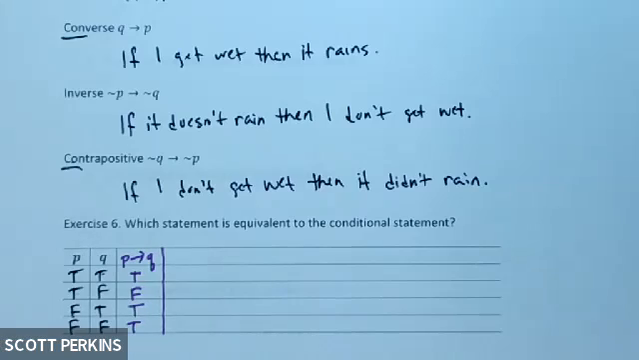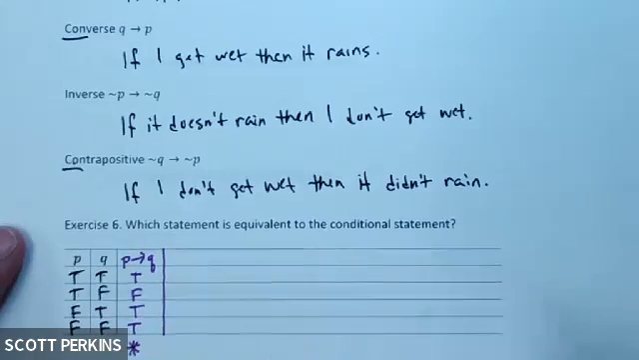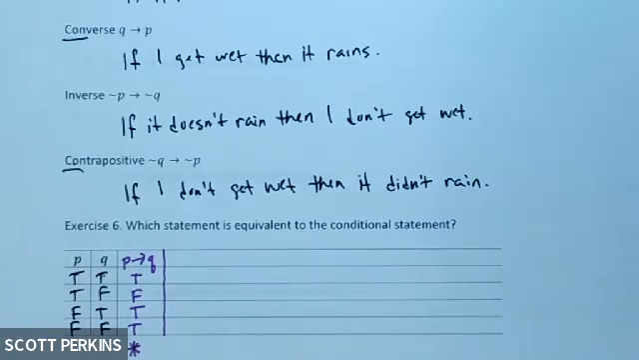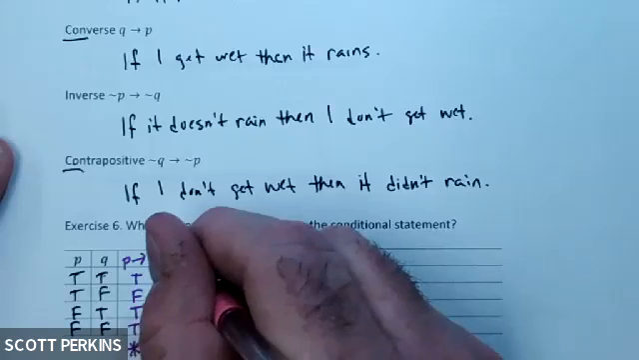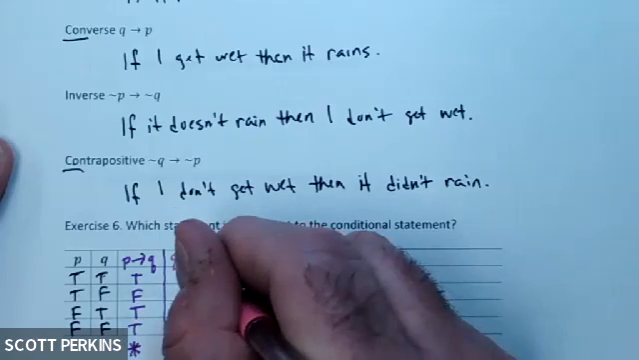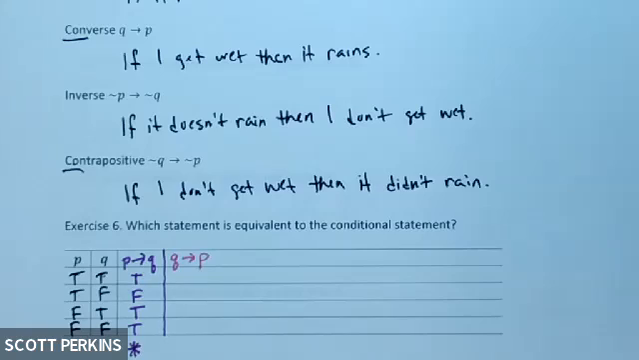Next, I'm going to do the converse. The converse is what I get when I flip the order of the two statements around. I'm going to put a little asterisk under there because I'm looking for a column that goes TFTT, the one that is equivalent to the converse. So I'm going to do the converse now, where I flip the order, Q then P. So now I'm going backwards.